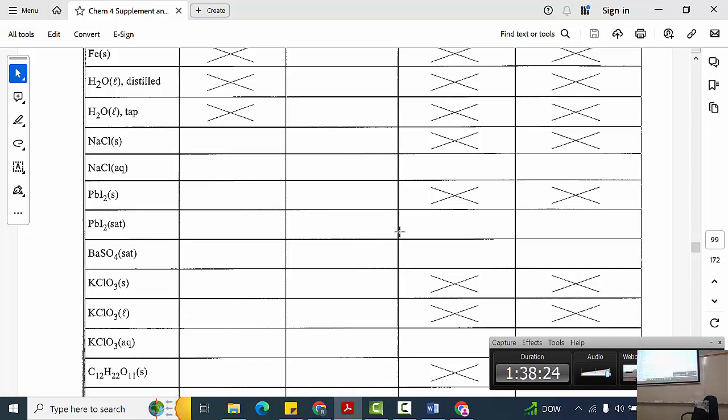So let's see what happens with a little bit. I'm going to shut off the light here and see if we can see any kind of light coming off this. Yeah, do you see that? This is what we call saturated. It's saturated, meaning no more lead will dissolve. You see all that extra lead-2 iodide on the bottom? It's not dissolving.